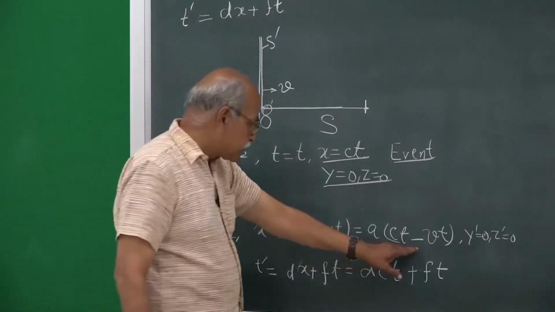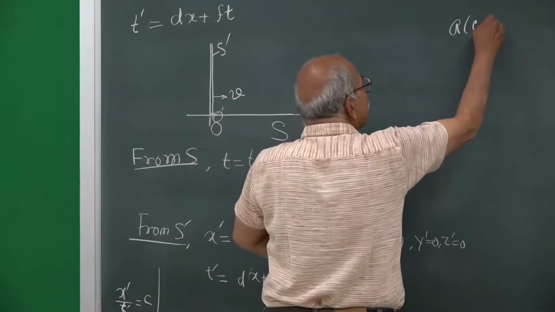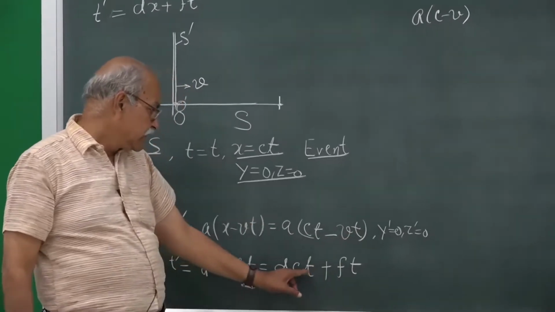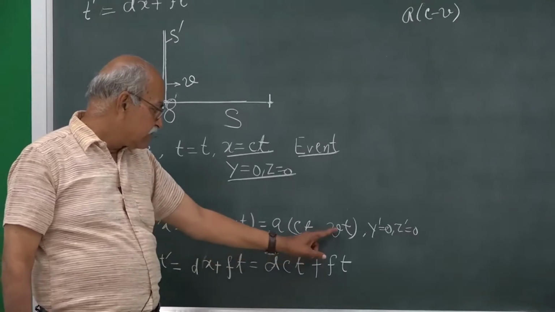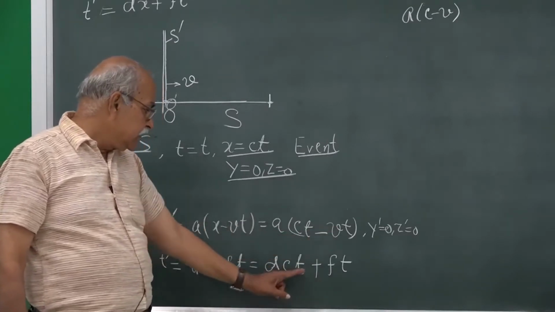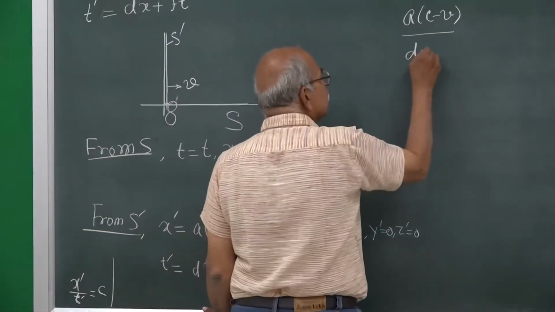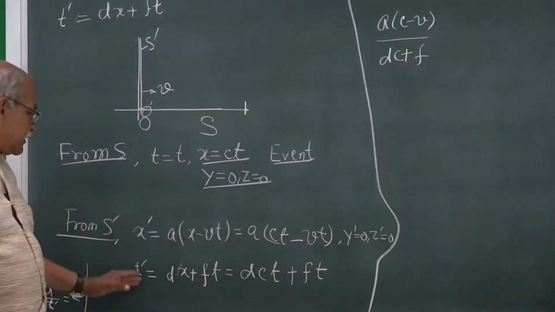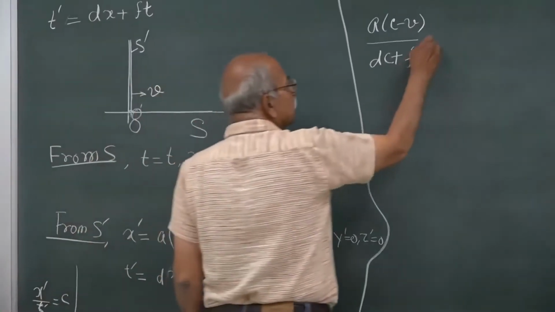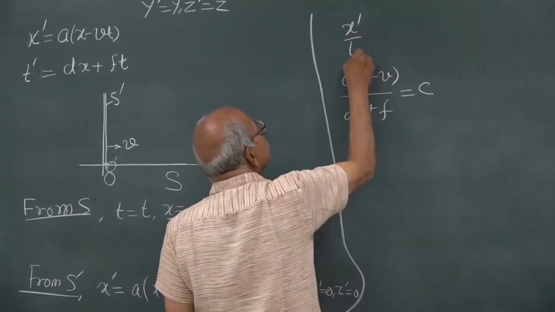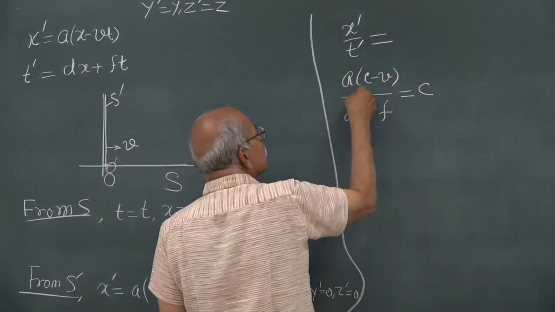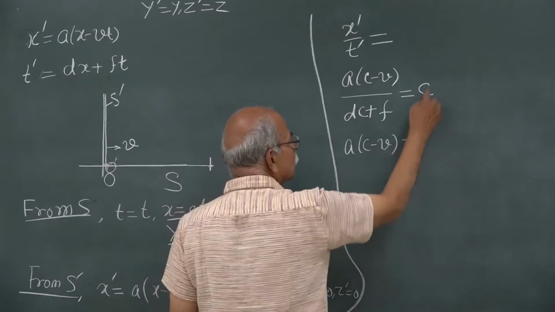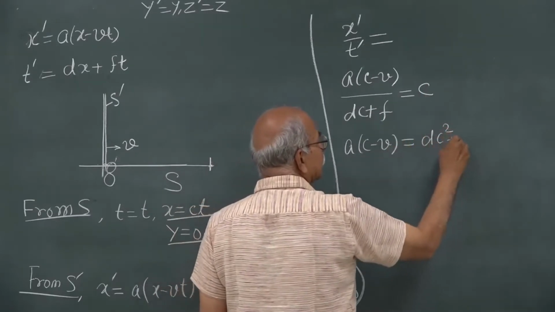Divide here. What do you get? In the numerator you have a into c minus v, and when you divide, this t cancels out. In the denominator you have d c plus f. So, x prime by t prime must be equal to c, and therefore a into c minus v is equal to d c square plus f c.